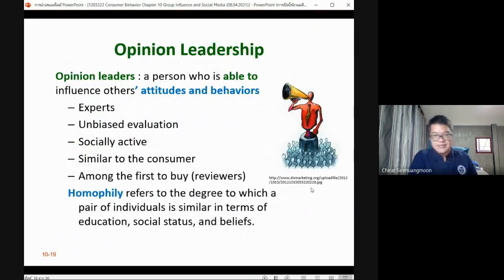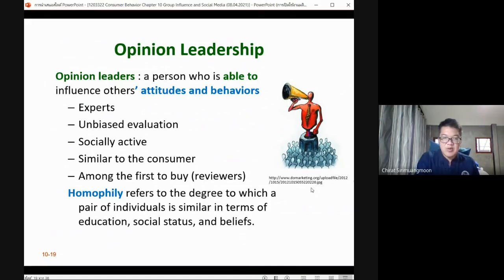Then opinion leader. If you think about the best way to change the idea or attitude of the consumer, you need the people who are going to be opinion leaders. An opinion leader is a person who can change or who has some influence on attitudes and behaviors. For example, opinion leaders in Thailand would be famous people like the prime minister. I'm not saying he is good or bad, but when he says something, it also influences our attitudes and behaviors. Okay, this is how opinion leaders happen.